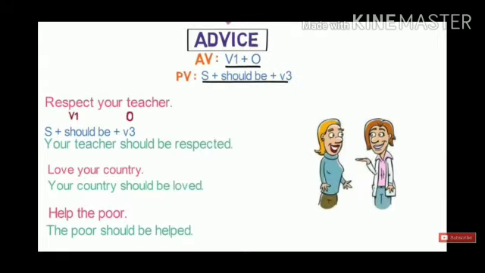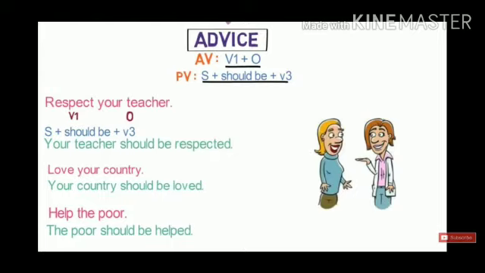The next form is advice or suggestion. Here the structure in active voice is verb 1 plus object, and in passive voice, listen carefully, subject plus should be plus verb 3. Here is the example: respect your teacher. Here it is verb 1 plus object, but in the passive voice the structure is subject plus should be plus verb 3. Then see the sentence: your teacher should be respected.